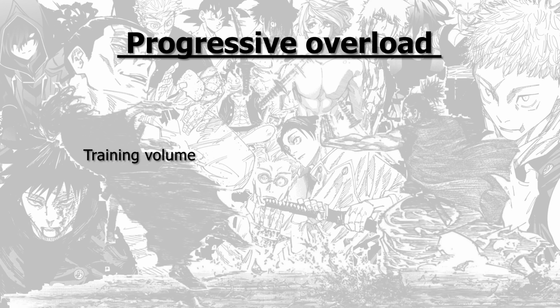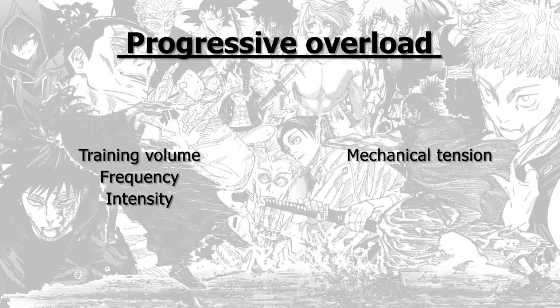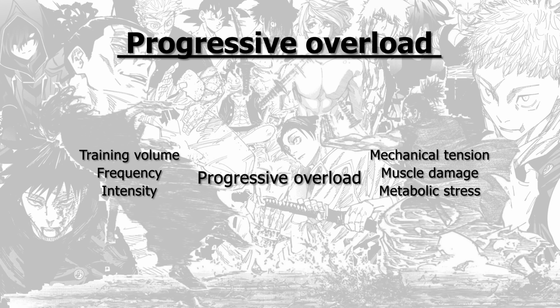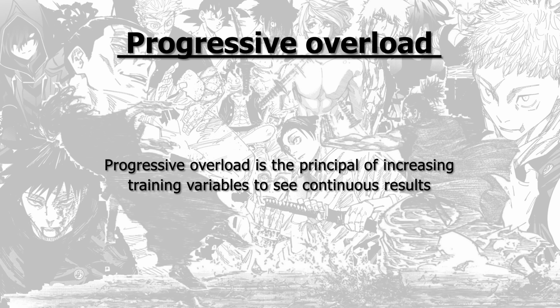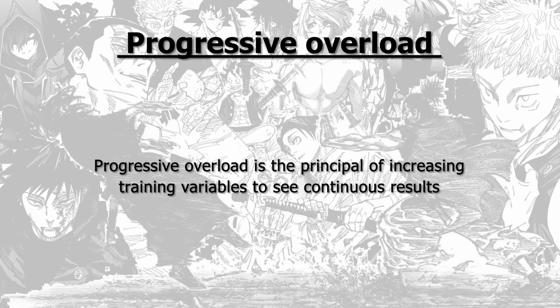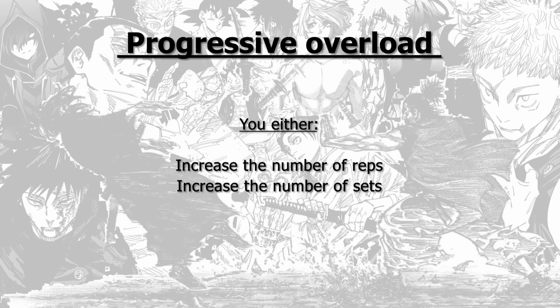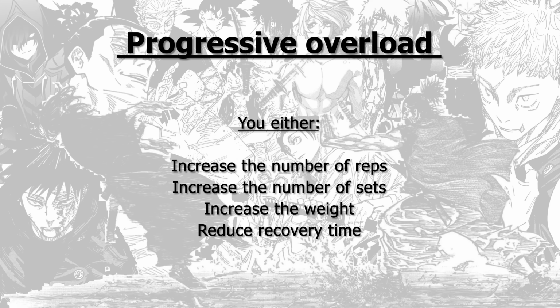We talked about training volume, frequency, intensity, mechanical tension, muscle damage, and metabolic stress. Now we only need to talk about progressive overload. Progressive overload is the principle of increasing training variables to see continuous results. You either increase the number of reps, the number of sets, the weight, or you reduce your recovery time, something I don't recommend. Progressive overload should be something you see every week or every 2 weeks.